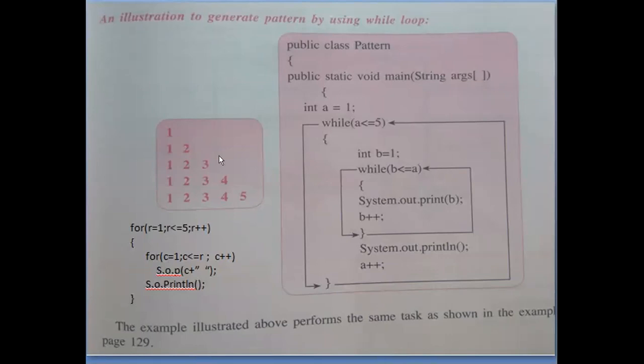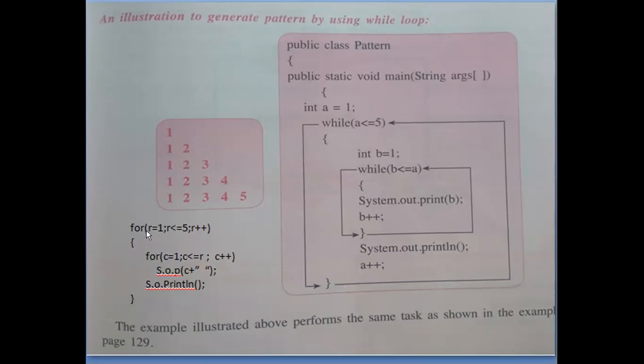If you observe, how many rows of output are there here? Five, sir. So usually the outer loop specifies how many rows of output you want. Outer loop is usually for how many rows of output you want. Since we want 5 rows of output, the outer loop should repeat 5 times.